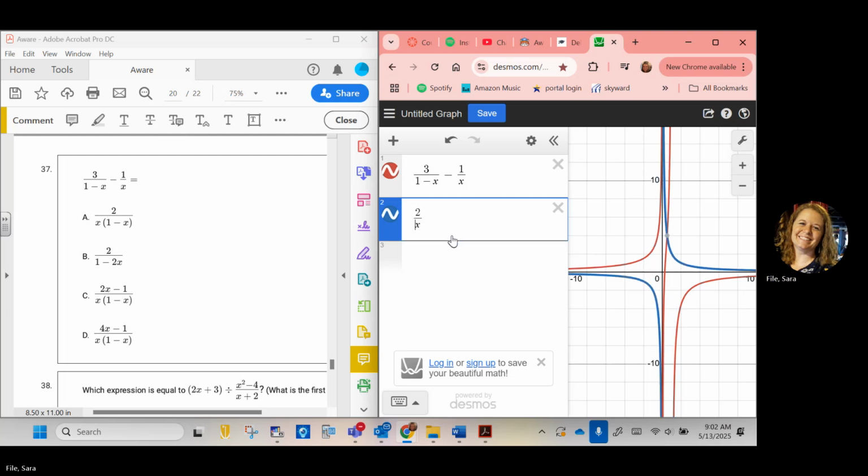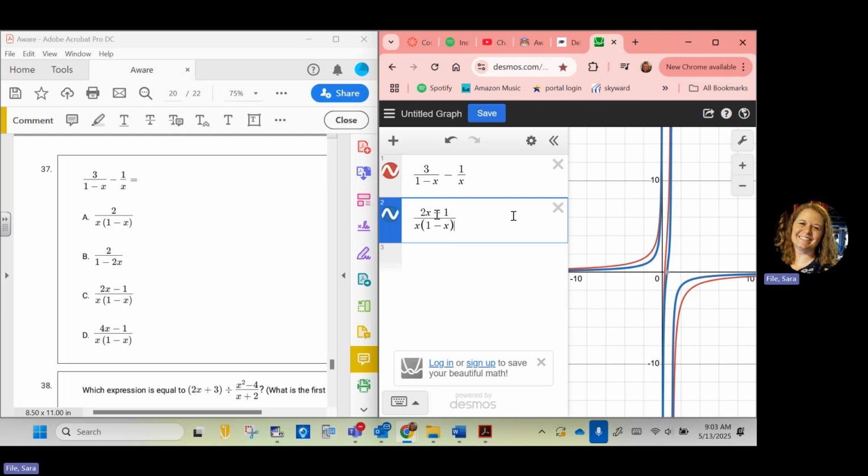The 1 minus 2x. Still not the same. I can see a difference in the red and blue graphs. What if I change it to answer choice C? Plus minus 1 over x times 1 minus x.